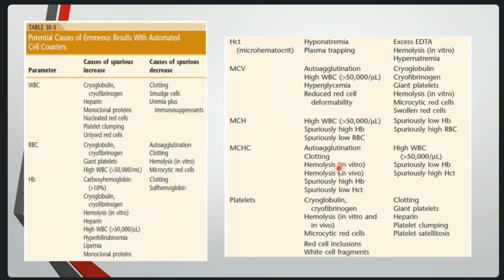In this table, we have the potential causes of erroneous results with automated cell counters. Here for the WBCs, increased, there's heparin, monoclonal proteins, depleted RBCs, and so on. Causes of decrease are when there's clotting, smudge cells, and uremia. For red blood cells, they're increased if we have giant platelets, cryoglobulins, high WBCs, and decreased with clotting, hemolysis, microcytic red cells.